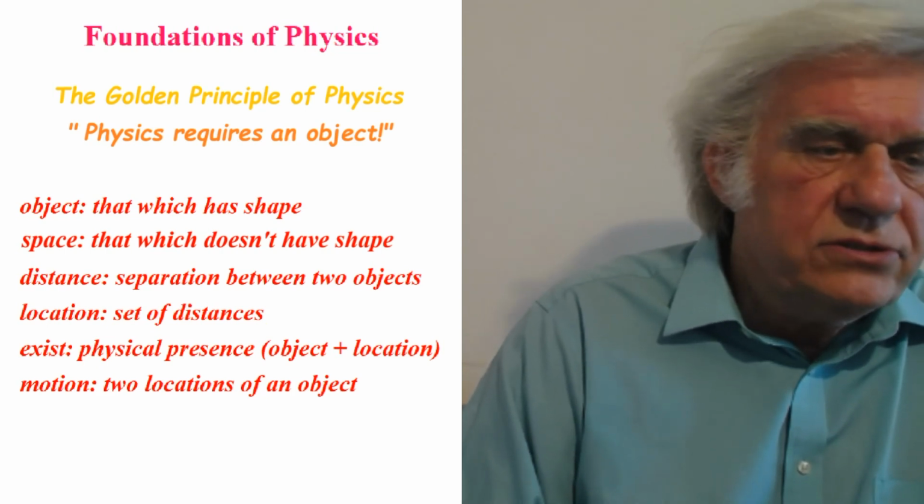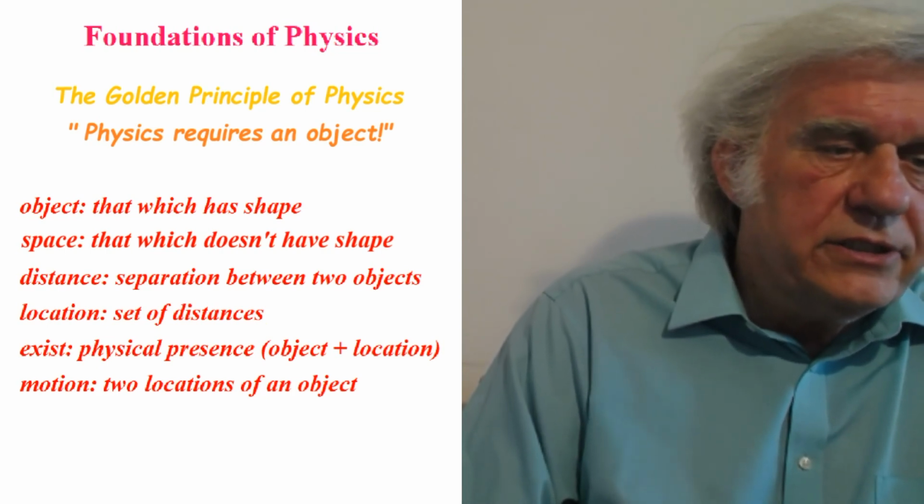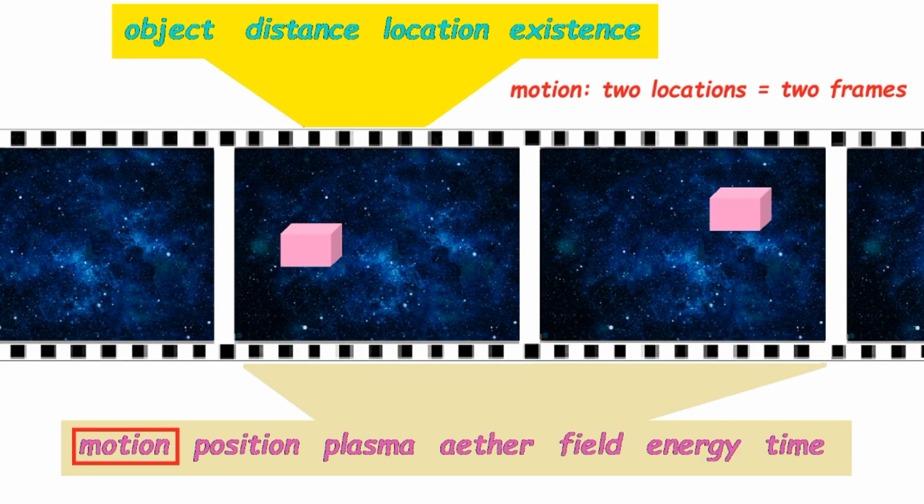You have to have at least two locations. Here it is in the Universal movie, okay? You look at an object, in this case, some kind of box, square, cube, whatever you want to put in there. And in the second frame, you see it in a different location. That's what motion is. That's how we define motion. Two locations requires two frames, okay? And so with this, you destroy at least special relativity, if not all of general relativity as well, all of relativity.